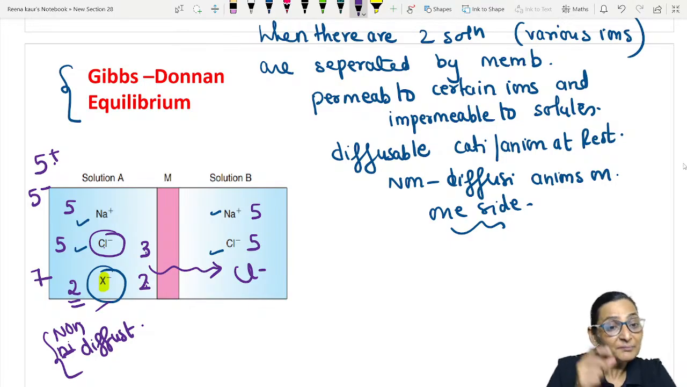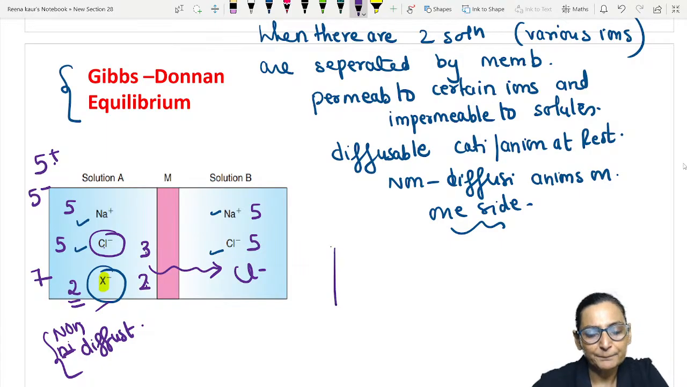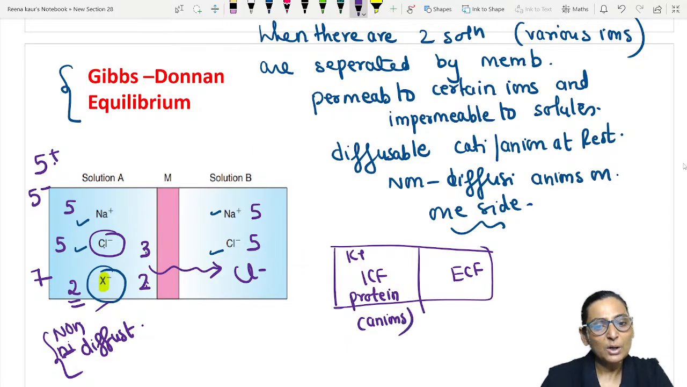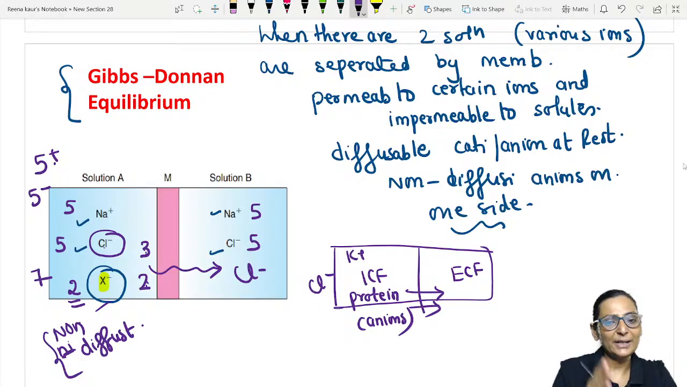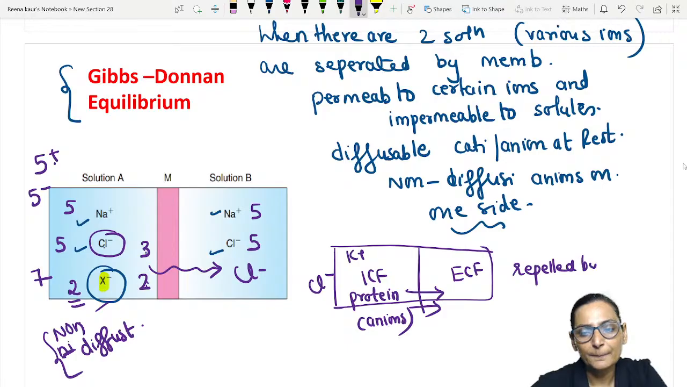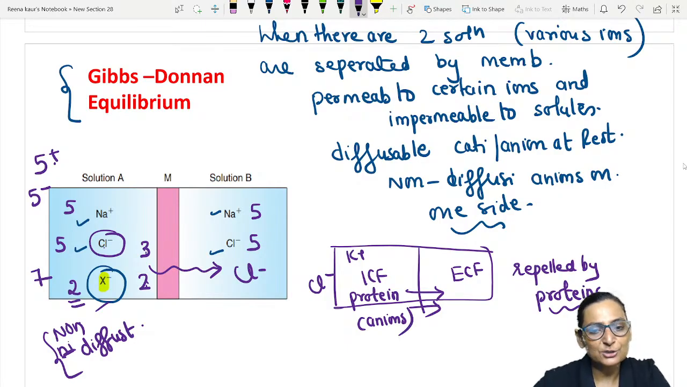Got this point? This is a condition which is exactly taking place in the body. See, now you will understand. This is my ICF and this is my ECF. So initially I have potassium over here, sodium chloride over here, and I've added the anions, that is proteins, and the proteins are non-diffusible and they are anions. So what will happen? The chloride which is present here has to go outside, isn't it? The chloride which is present in the ICF has to move outside because chloride is negatively charged. It is going to be repelled by the proteins, and therefore the chloride has to move outside.